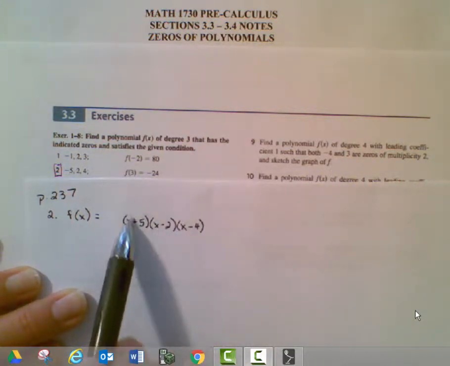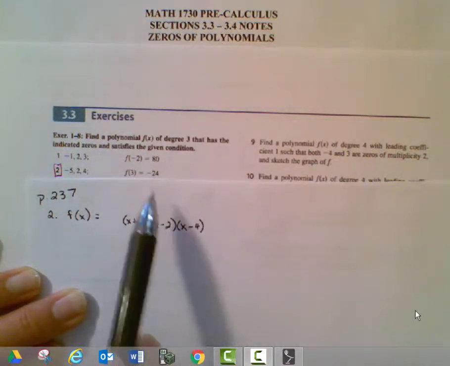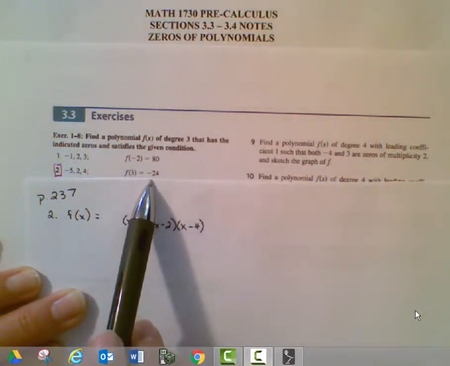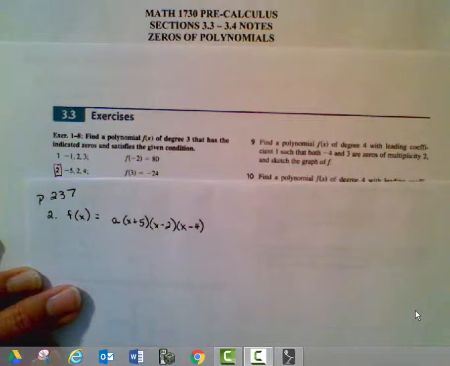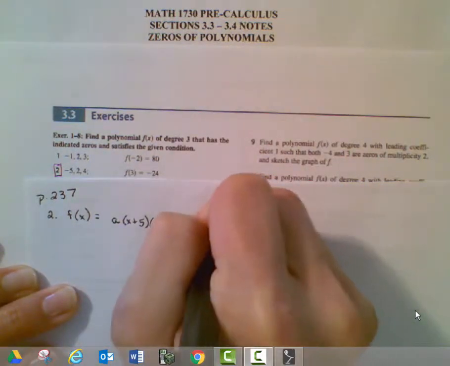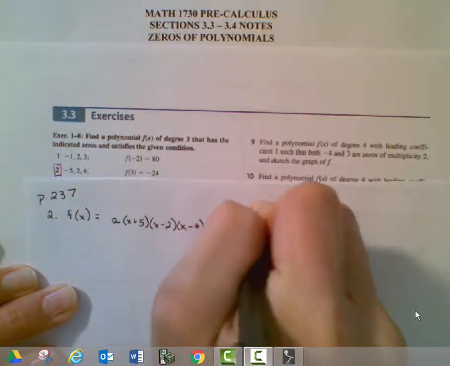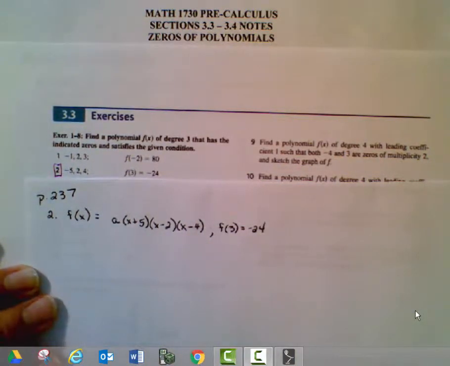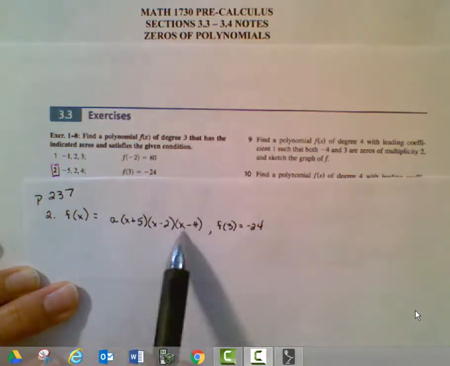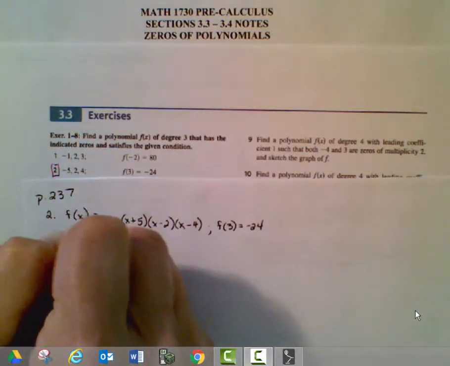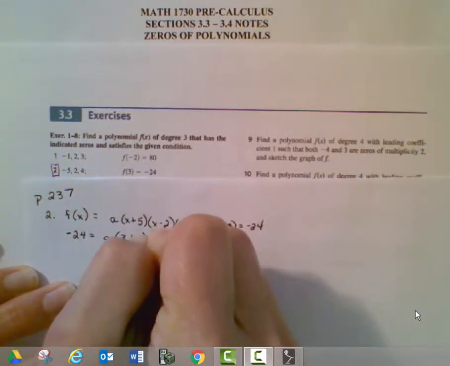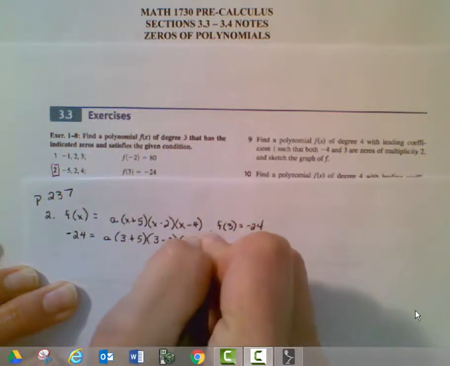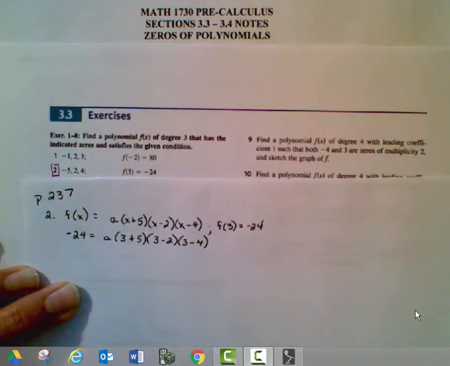I suspect that if we just let all the x's be 0 here, we probably wouldn't come up with y equals negative 24. So what we need to account for is some unknown coefficient a. Given that f of 3 is negative 24, that means if I put 3 in place of all these x's, then y will be negative 24. And that's everything I need to solve for this coefficient a.